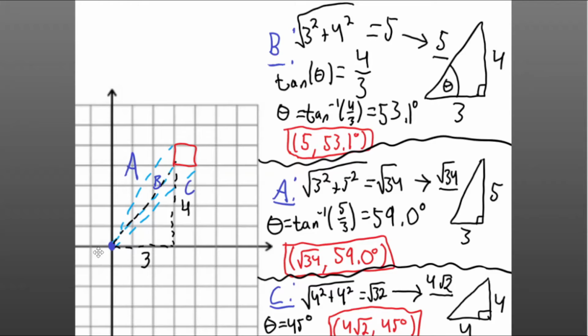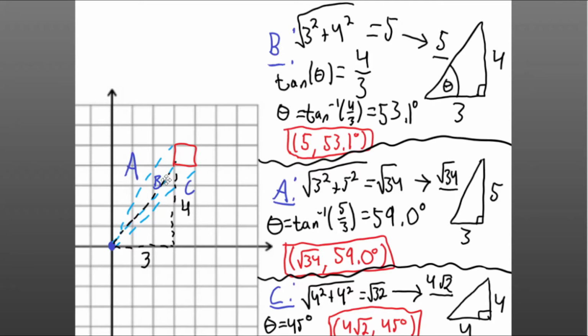So here's the player in the bottom left. Here's the box it was asking about. And we can see here that the bottom left corner is at the point (3, 4). And we're asked to find the polar coordinates for each of these points on the square relative to the player.